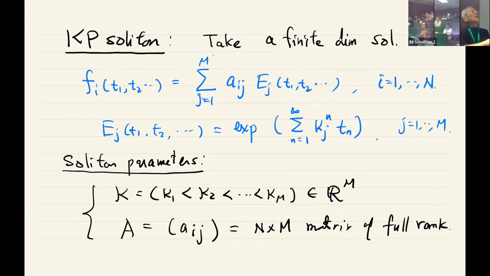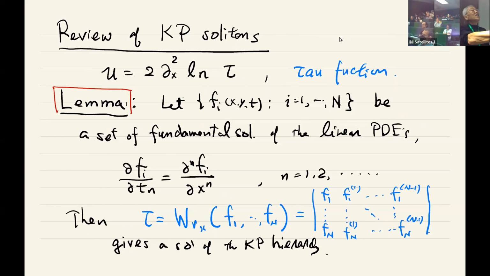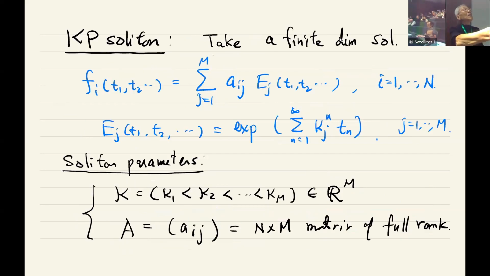So solitons, what I mean is here. For the KP soliton, you take a finite dimensional solution. That means here, E_j is a fundamental solution of this linear system, right? So T_n is just the nth derivative in x, and that's why you have this structure. T1 is kappa_j to the first power, T2 is kappa_j to the second power, and so on.